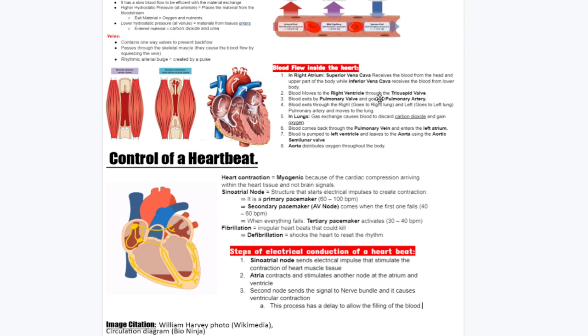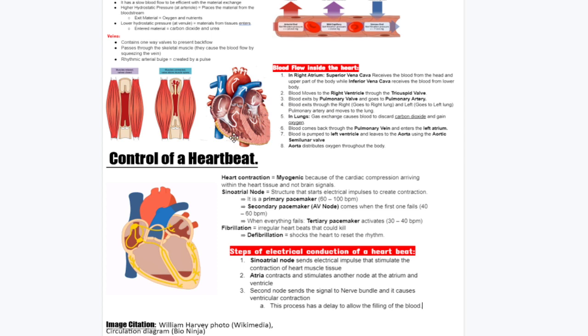Superior vena cava receives the blood right here from the head and upper part of the body, while inferior vena cava, which is right here below in the blue valve, receives the blood from the lower body. At the same time, blood moves into the right ventricle through the tricuspid valve, which is the valve here, and blood exits the pulmonary valve and goes to the pulmonary artery.